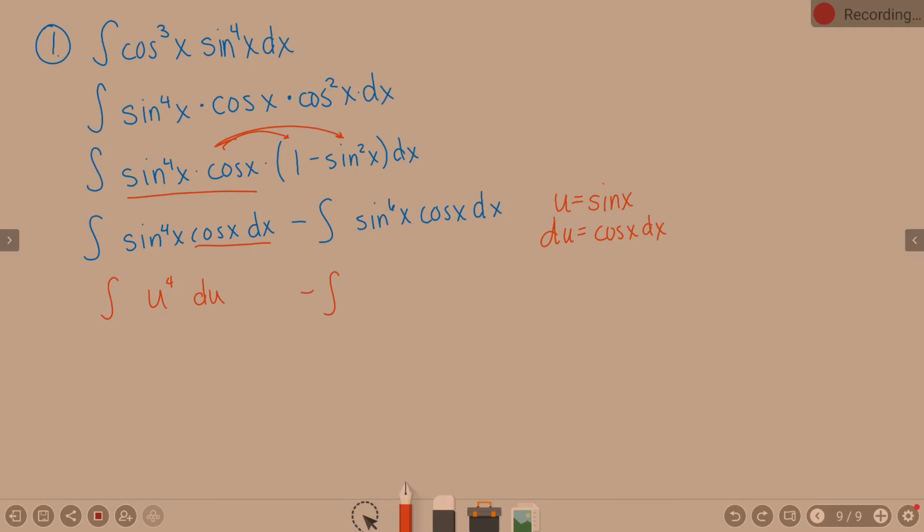Minus the integral of sine to the sixth, which is going to be replaced with u to the sixth. Cosine x dx is your du. And then we're integrating those. Integral of u to the fourth is 1/5 u to the fifth, minus the integral of u to the sixth, 1/7 u to the seventh. And then, of course, with integrals, we always say plus c. We're not just going to leave it in terms of u, though. We go back to what u was, sine. So 1/5 sine to the fifth x minus 1/7 sine to the seventh x plus c.